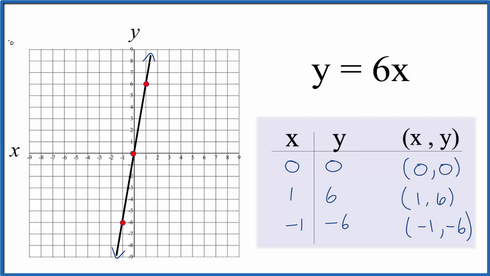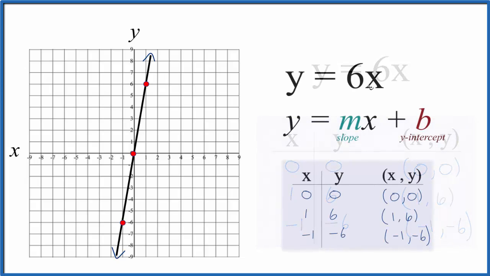Let's check this with the slope-intercept formula. So we have y equals mx plus b. m, that's the 6. That's our slope. But we don't have anything for b. So we can just say y equals 6x plus 0. That doesn't change the equation. So now the y-intercept, that's going to be 0. And if we go down the y-axis and find 0, right there, that's the y-intercept.